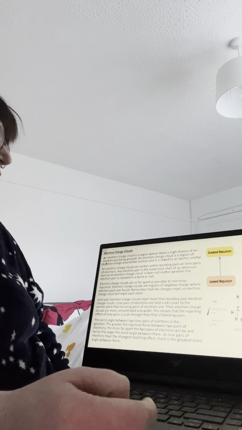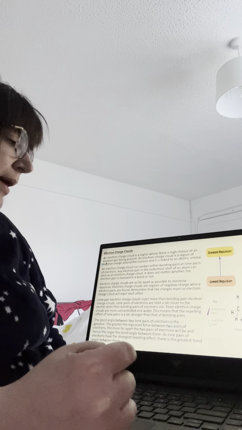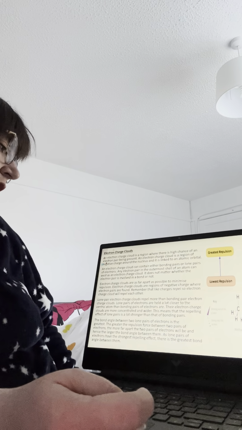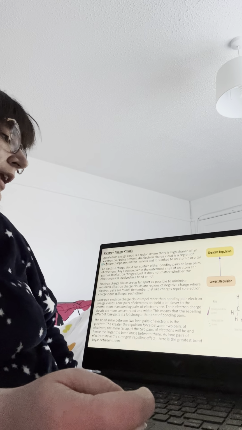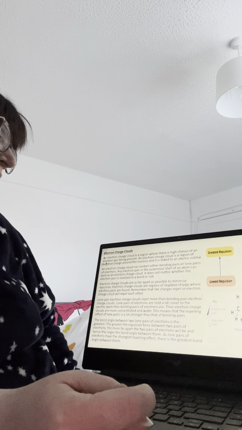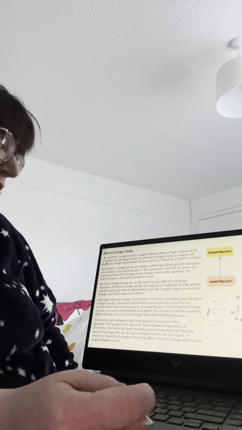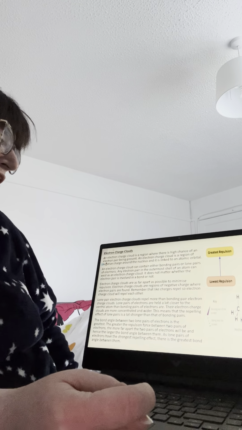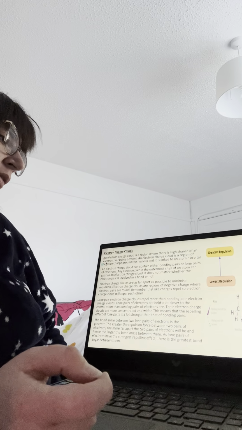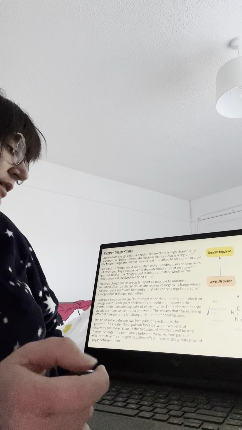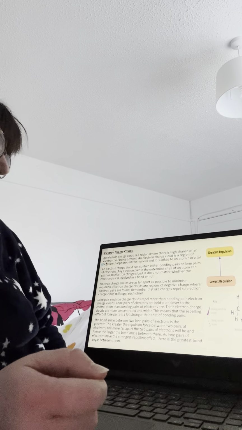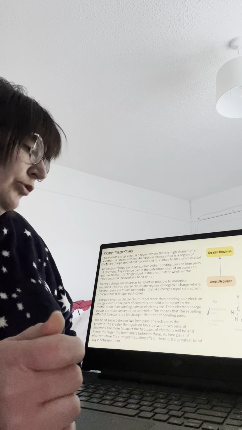You have electron charge clouds, following on from the pair repulsion. An electron charge cloud is a region where there is a high chance of an electron pair being present. It is a region of negative charge around the nucleus, and it is linked to the atomic orbital. An electron charge cloud can contain either bonding pairs or lone pairs of electrons. Any electron pair in the outermost shell of an atom can exist as an electron charge cloud. It does not matter whether the electron pair is involved in a bond or not.